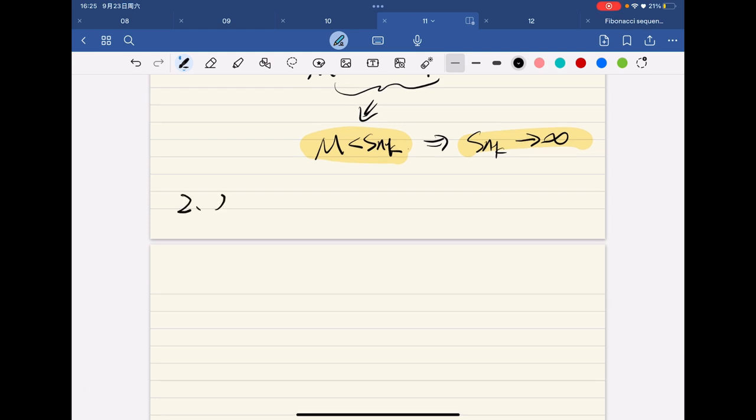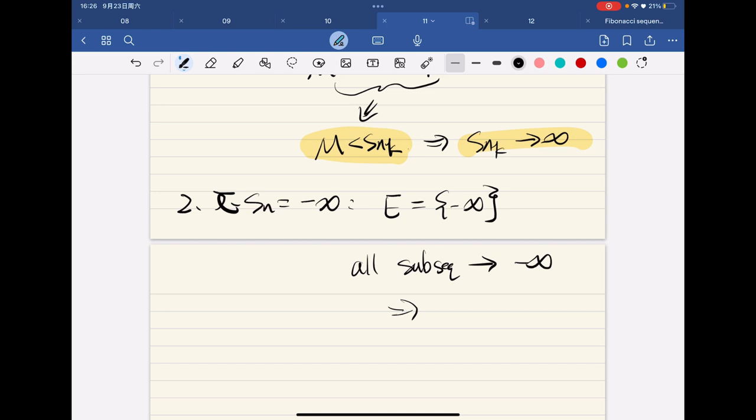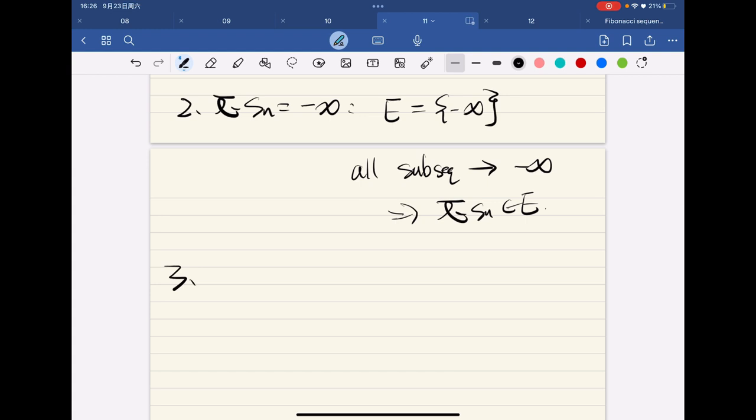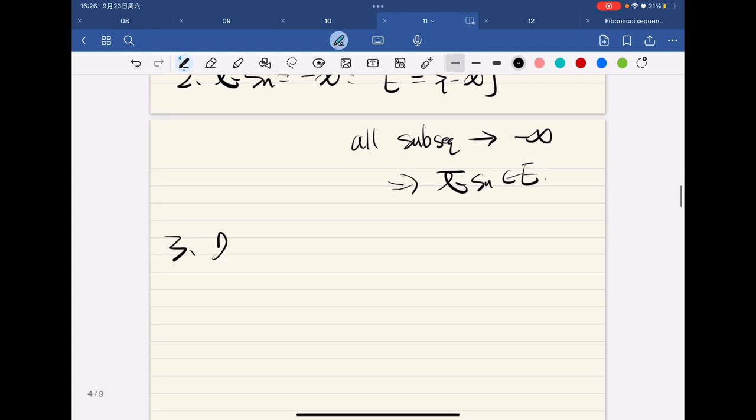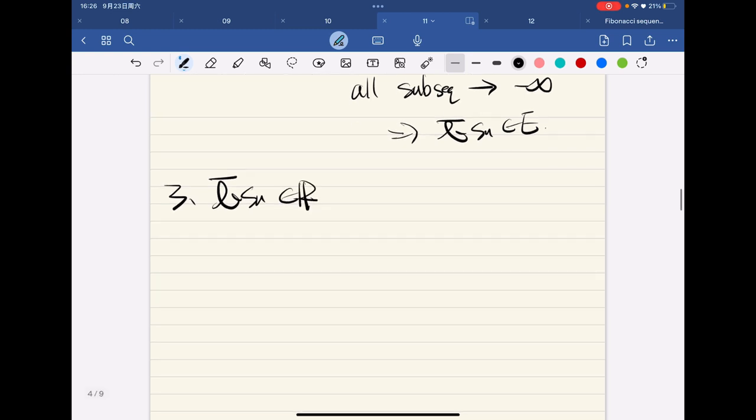And case 2, if it is negative infinity, then we know that the only point in E is negative infinity. So every subsequence converges to negative infinity, which means that, of course, the limsup is in E. And case 3 is the case where it's a real number. We know that then E is not empty and E is bounded above, right?